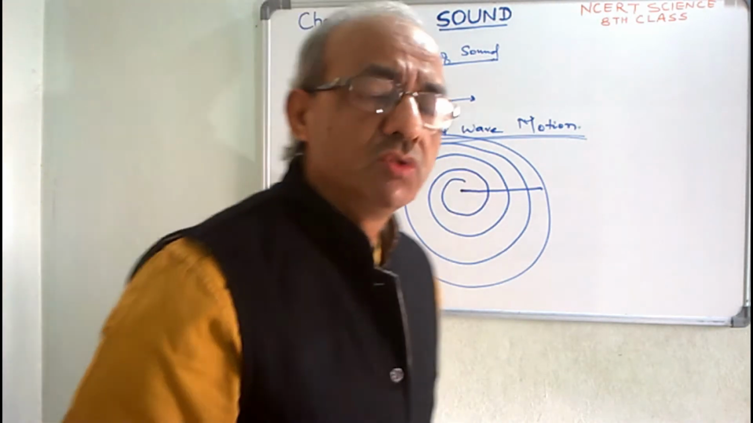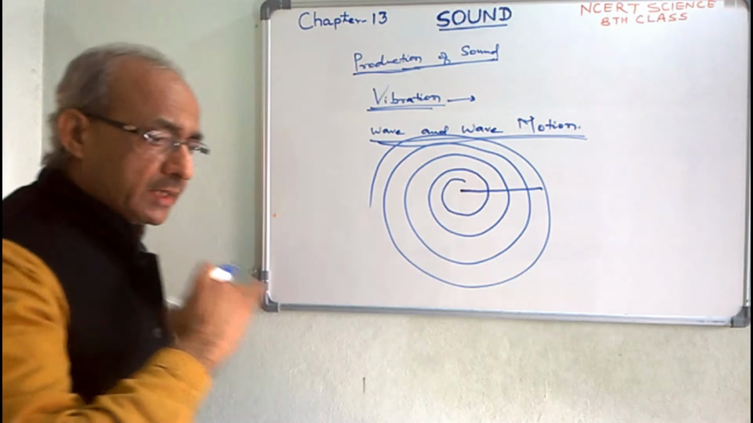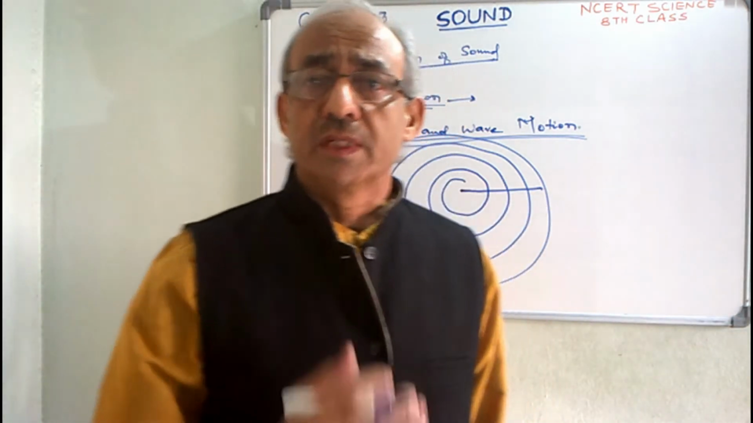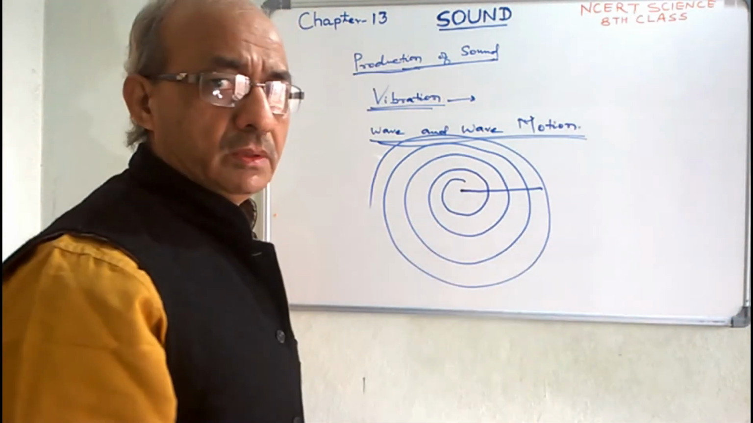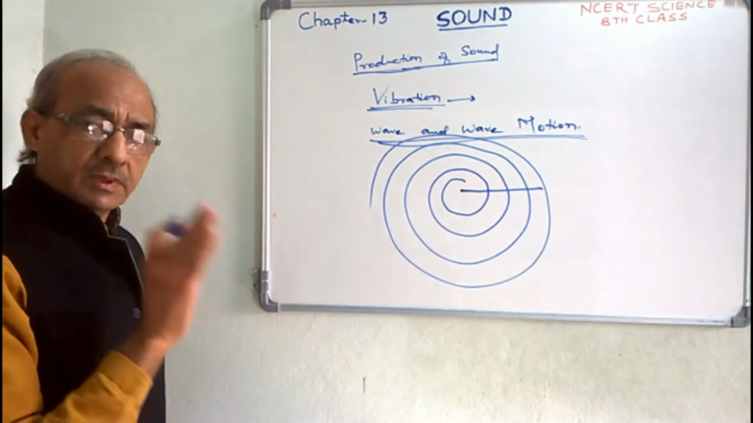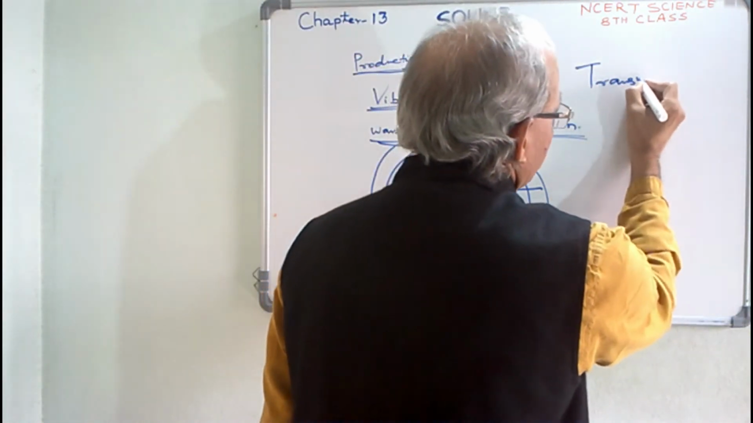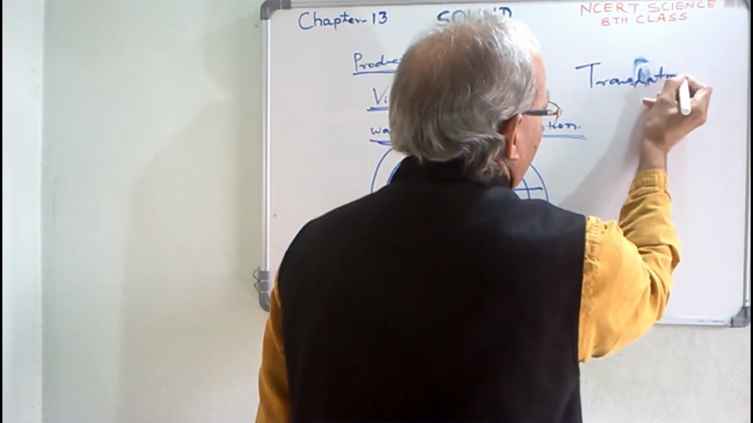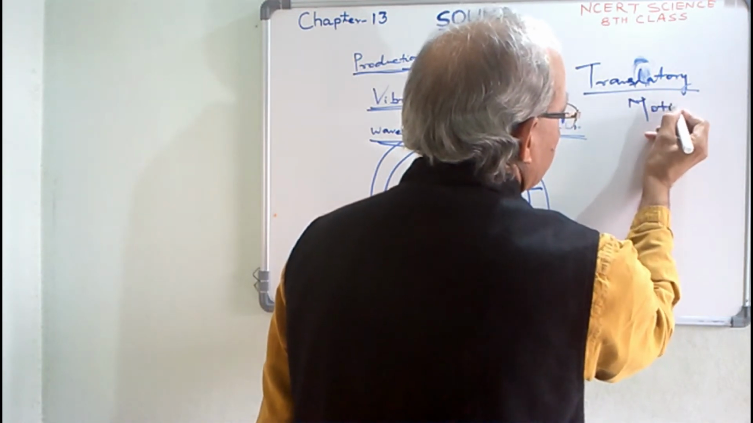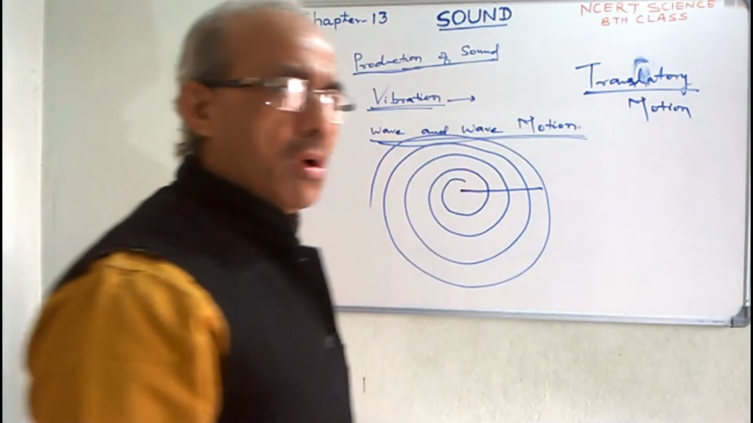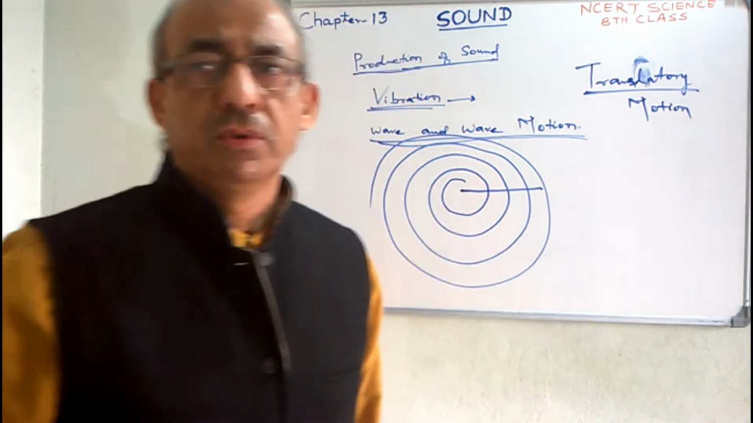In previous classes, certainly you have learned regarding linear motion. In linear motion, all particles of the object move similarly, uniformly in a certain direction. That type of motion is called translatory motion. Translatory motion is that motion in which all particles of the object move in a certain direction uniformly.